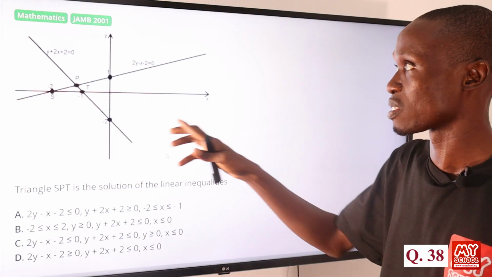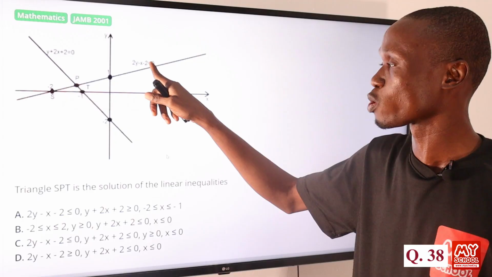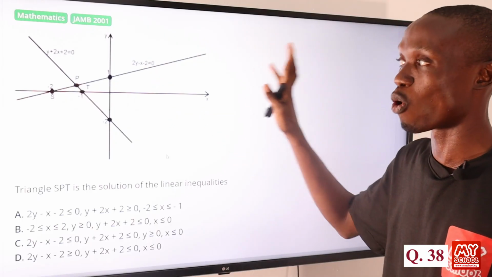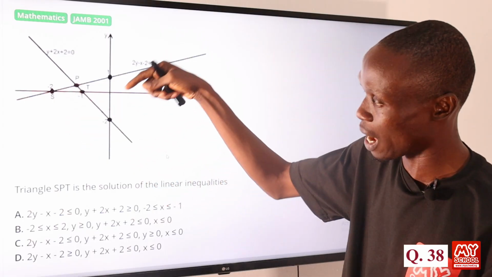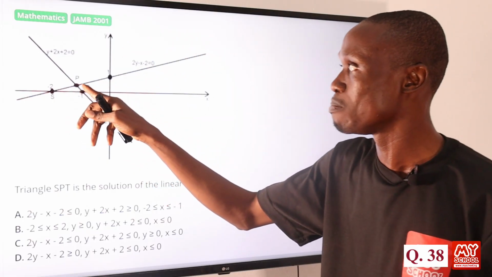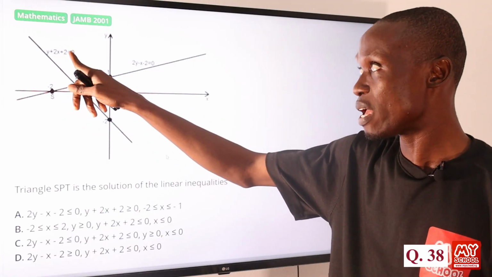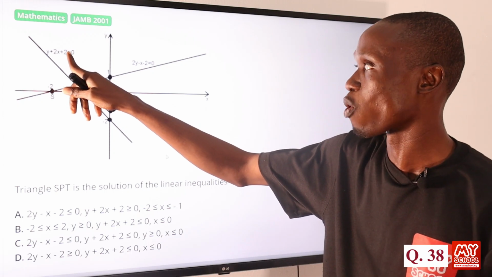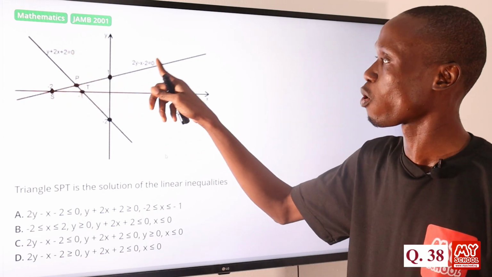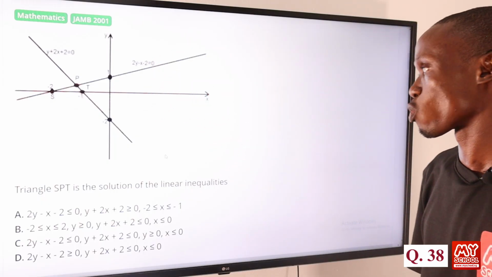Okay, so what that means is that what we actually have here is less than or equal to, and what we also have here is less than or equal to. Because it is the lower part of the line, the under of the line, not above the line, that actually meets together to form the rectangle SPT. So here, instead of equal to, we'll be having less than or equal to 0, and here also we have less than or equal to 0. Okay, so we have done that.